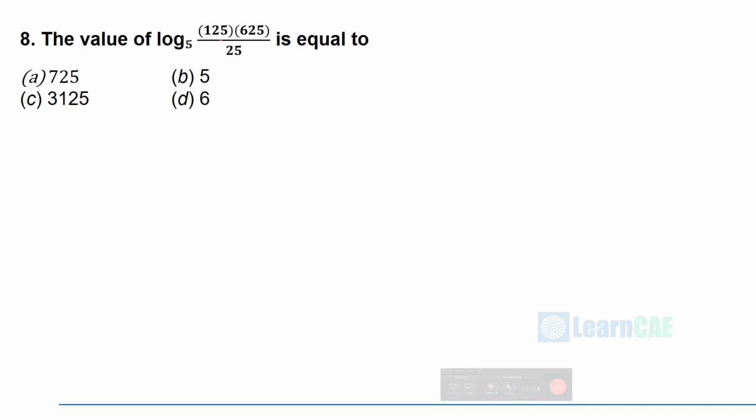The value of log of 125 into 625 divided by 25 to the base 5 is equal to. Here all these numbers are powers of 5, so we shall try to solve based on that. Log to the base 5. 125 can be written as 5 cube. 625 can be written as 5 power 4 and 25 can be written as 5 square. So here we can cancel inside the logarithm. So finally the answer will be log 5 power 5 to the base 5.